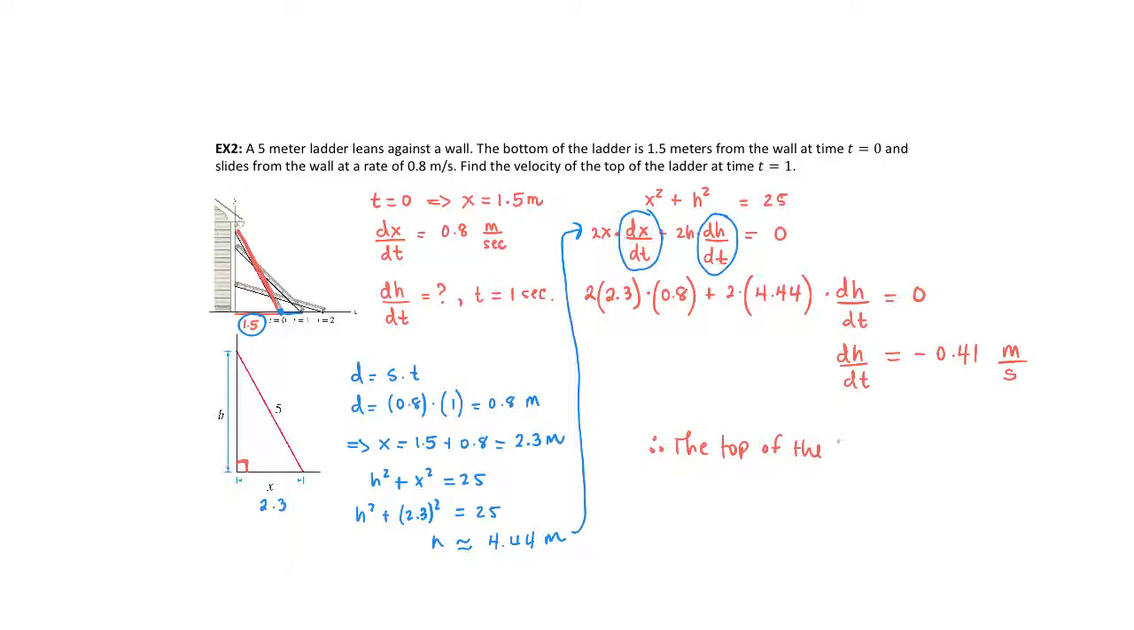So when we're ready to state the conclusion, we will say, therefore, the top of the ladder, and stating the conclusion in these problems is also very important, is sliding down. This is the key. By writing the word down, I will omit the negative sign. The top of the ladder is sliding down at a rate of 0.41 meters per second.